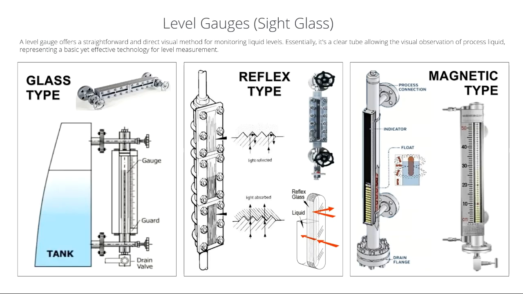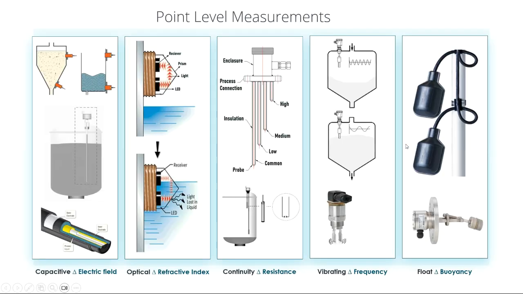To further improve on this, we have the magnetic type. Inside this one, you have a magnetic float and a magnetic ruler. As the float rises with the liquid, the ruler will change its orientation to show approximately good results of the level. So these are some different technologies that we use for level gauges.